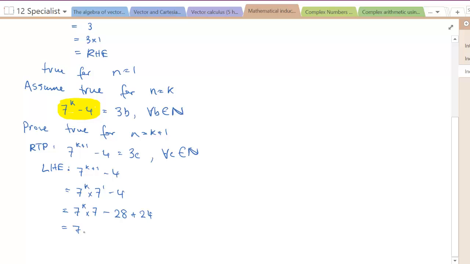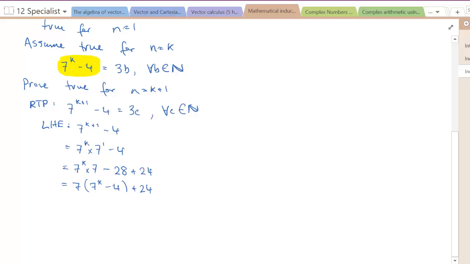Here we can say that common factor of 7 leaves us with 7 to the power of k take 4 plus 24. And now that we've isolated that 7 to the power of k take 4, we can substitute in 3b. So 7 times 3b plus 24. Now this last step is realizing that both of these terms have a factor of 3. So if we take out 3, we're left with 7b plus 8. And we can now say that this is equal to 3c, where c is equal to 7b plus 8.